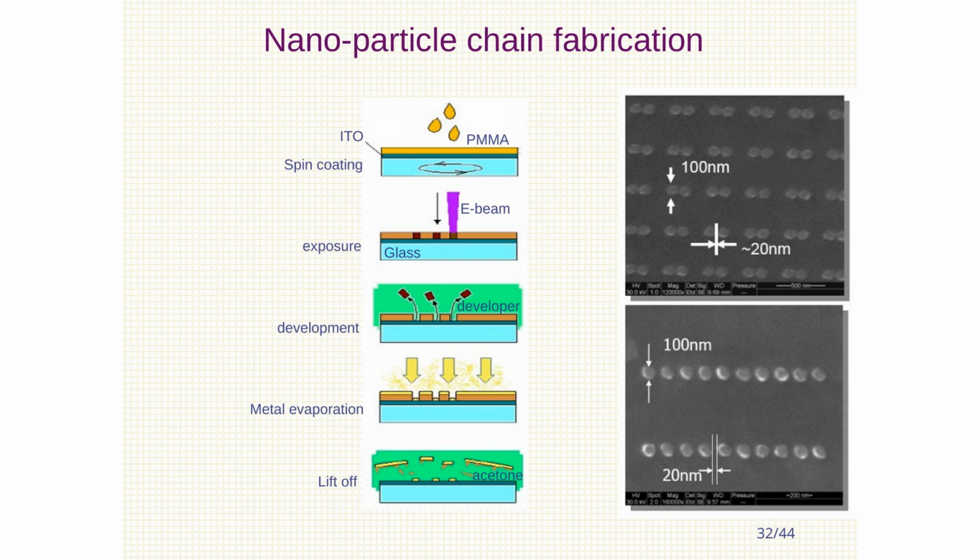Nanoparticle chain fabrication involves using polymethyl methacrylate on indium tin oxide-coated glass. The process includes spin coating, e-beam exposure, and development with acetone. After exposure, a lift-off technique is applied, followed by metal evaporation to form the nanoparticle chains. This precise method ensures accurate patterning essential for advanced applications.